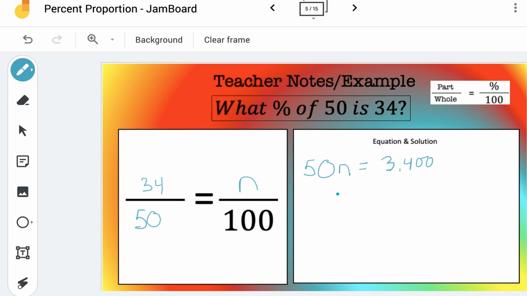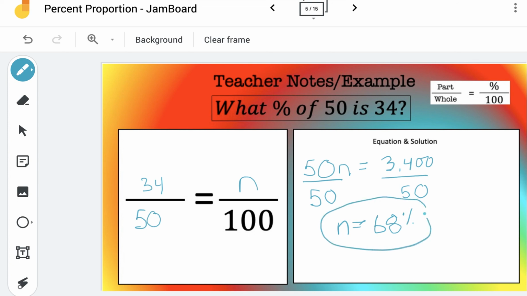All right. And finally, I'm going to divide both sides by 50. So I'm going to solve a one-step equation. And I know that 3,400 divided by 50 is 68. So our answer is going to be 68%. And there it is.